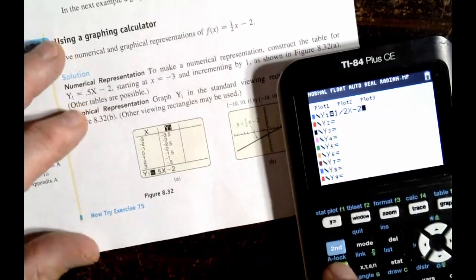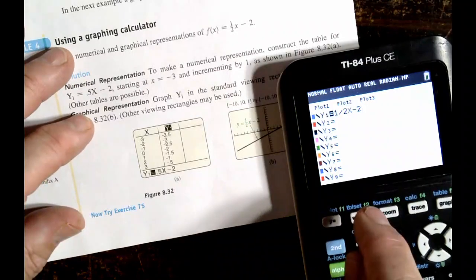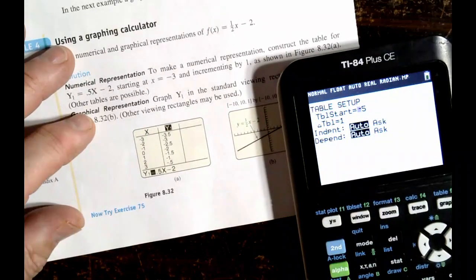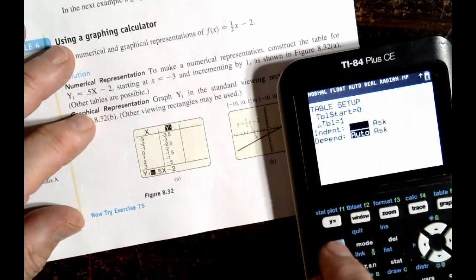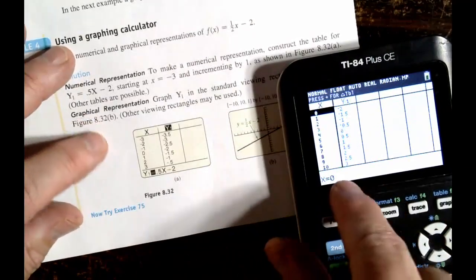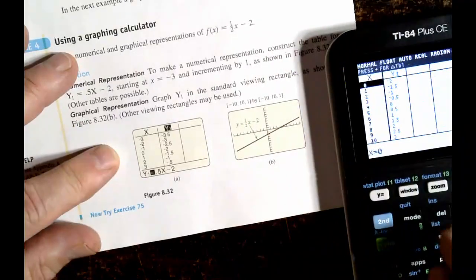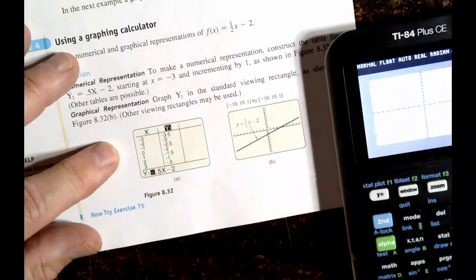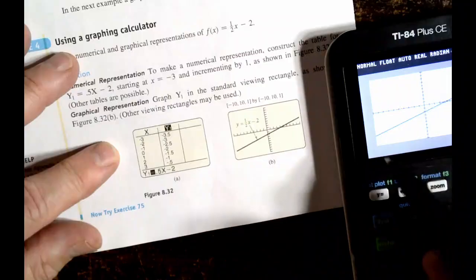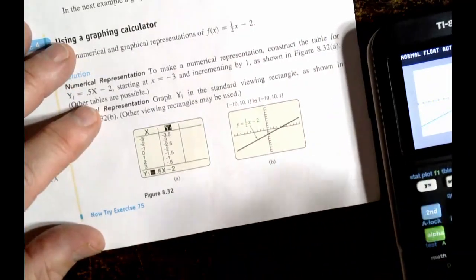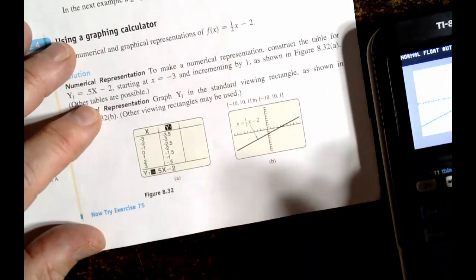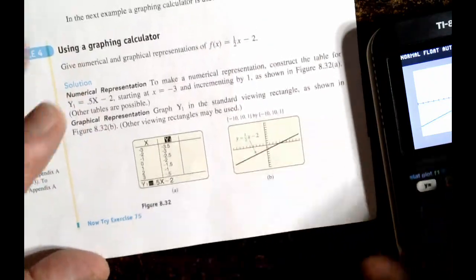Alright, now if you want to see what the graph looks like, just hit second window and start with 0 and go up by 1. Okay, it's a good way to start. And second graph gives you your table. And now if you hit just zoom 6, it gives you your graph on your screen there. Zoom 6 gives you a 10 by 10 window, minus 10 to 10, minus 10 to 10 in every direction.